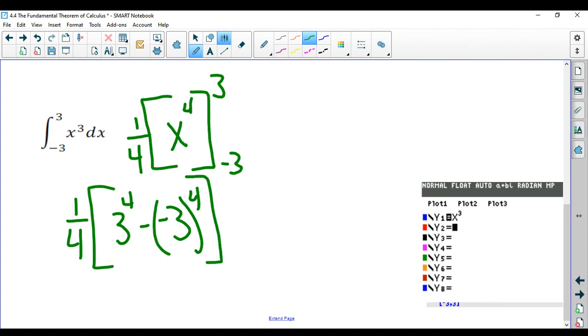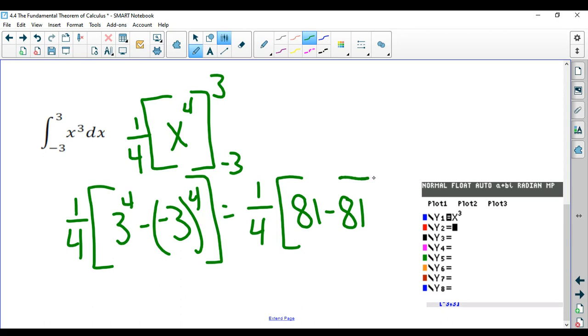3 to the 4th is just 3 times 3 times 3 times 3, or is just 9 times 9. So 3 to the 4th is 81. Minus -3 to the 4th is also 81. It's raised to an even exponent, so that negative cancels out. So we have 81 minus 81, which is 0. So we have 1/4 times 0, which is 0. So I can tell you right now, it didn't calculate the area underneath that graph because that's not going to be 0. So something's going on here.